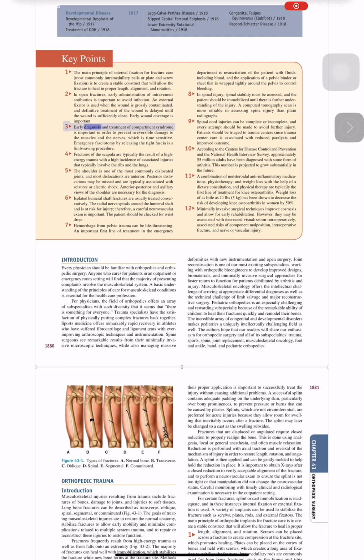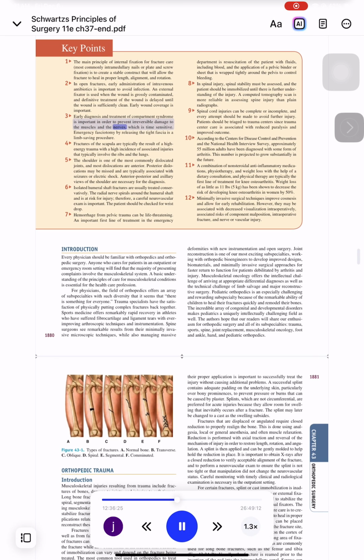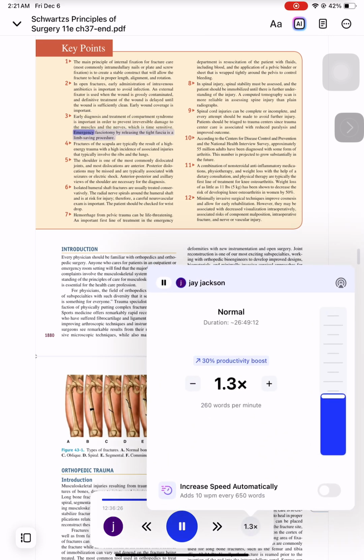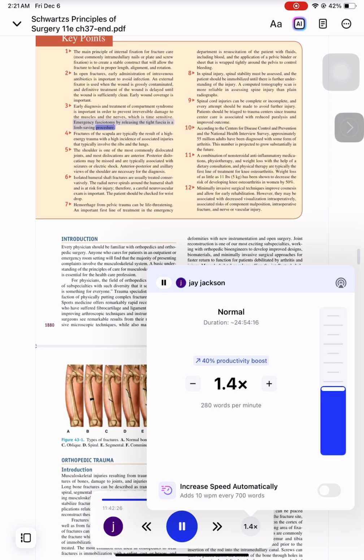3, early diagnosis and treatment of compartment syndrome is important in order to prevent irreversible damage to the muscles and the nerves, which is time sensitive. Emergency fasciotomy by releasing the tight fascia is a limb-saving procedure.